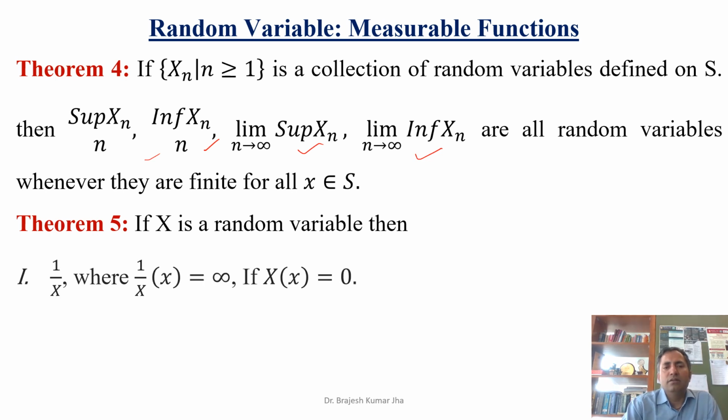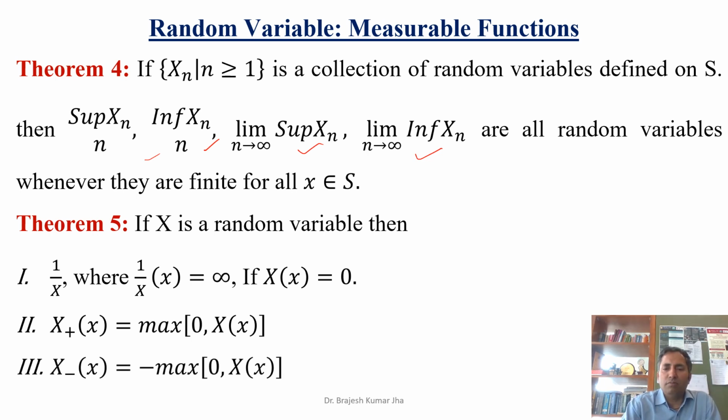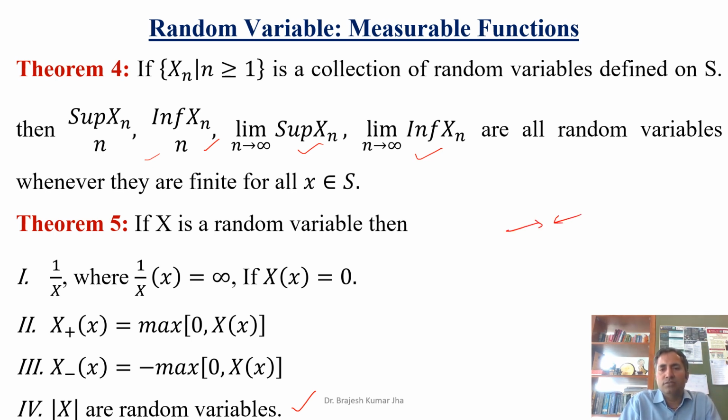If X is a random variable, then 1/X, where 1/X is equal to infinity if X(s) is 0, is also a random variable. X plus, which we define as the maximum of 0 and X, and likewise the minimum, can also be defined. Mod of X is a random variable too; maxima, minima, everything we can define as a random variable. How can we define mod of X? If you're talking about distance, distance is only a positive thing, whether it is from left or right, so you define it as mod, the positive value that you take.